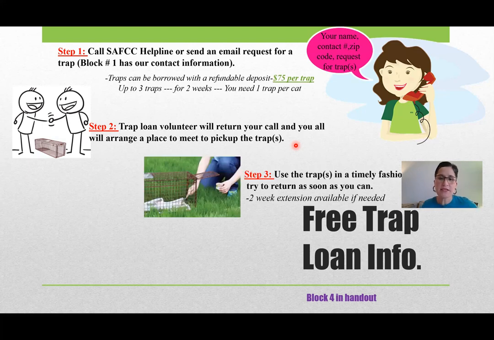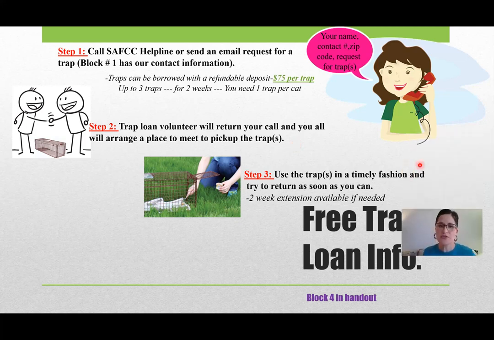All right. Okay, so next thing, step 3, you're going to use the trap in a timely fashion and try to get it back to us as soon as possible. So we know that you do have up to 2 weeks, but we ask you don't wait till day 13 to try to trap a cat, because again, sometimes it's not that easy, and we might have people waiting for the traps. So as soon as you get the traps, we are asking that you use them in a timely fashion, just so we can get them back and get them back out there. Okay, but a 2-week extension is available if needed. So let's just say you weren't successful in the 2 weeks, you'll call your trap loan volunteer, let them know what's happening, and if we don't have a backlog, then you're more than welcome to keep the trap longer, for up to 2 weeks.